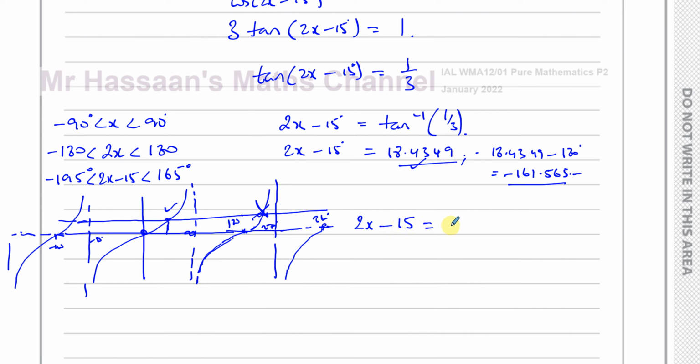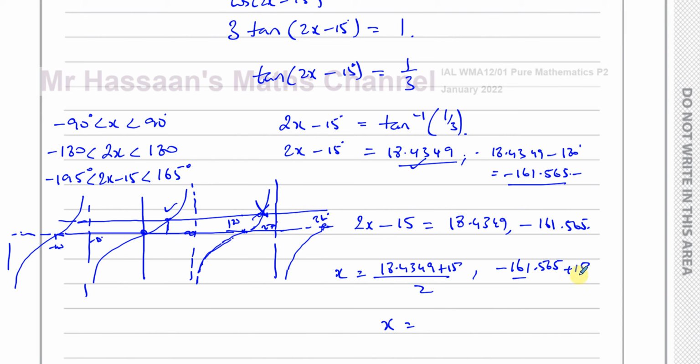So 2x minus 15 is equal to 18.4349 and negative 161.565. Now our objective in the end is to find what x equals. So I have to take these two angles, add 15 to them and divide by 2. So x will be 18.4349 plus 15 divided by 2, and it will also be minus 161.565 plus 15 divided by 2.